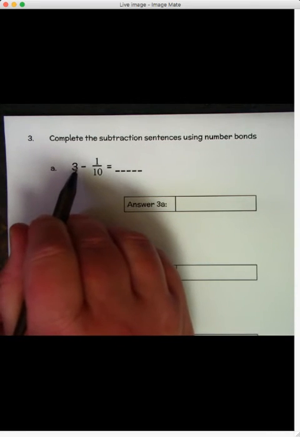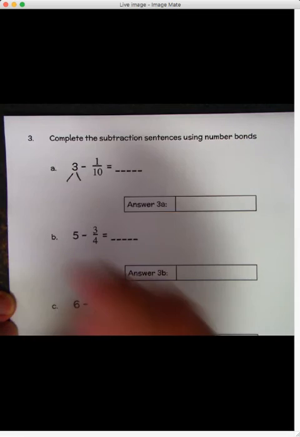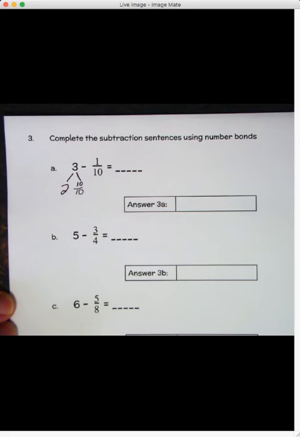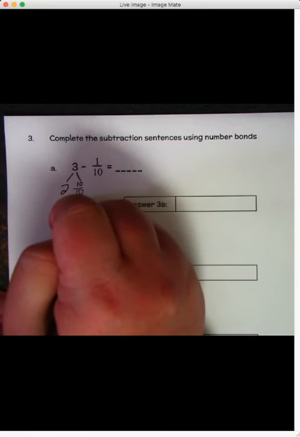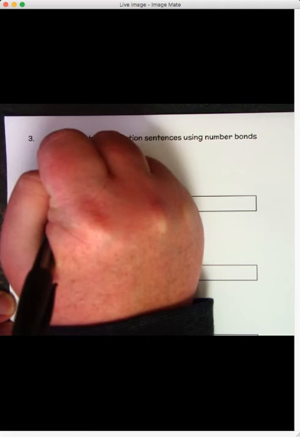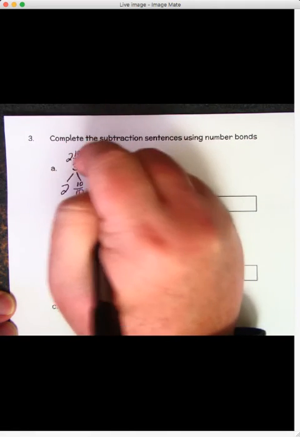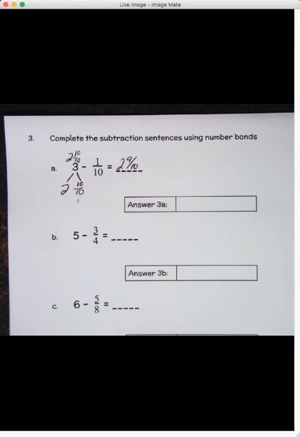All right, we're going to do the same thing using number bonds. Just breaking them down here. 3 minus 1/10. We're going to make it 2 and 10/10. I'm going to go a little bit faster since I've worked several of these, because 10/10 is 1. 2 plus 1 would be 3. So I can say 2 and 10/10 minus 1/10. 10/10 minus 1/10 would be 9/10. Gives me 2 and 9/10.